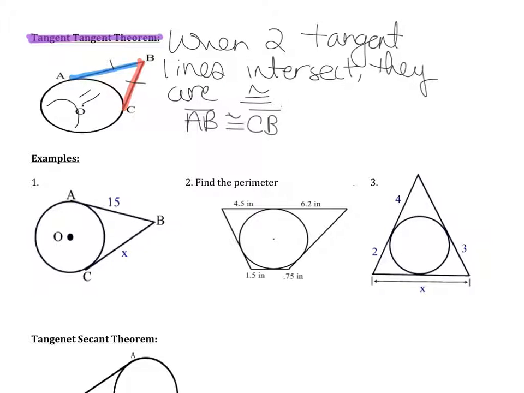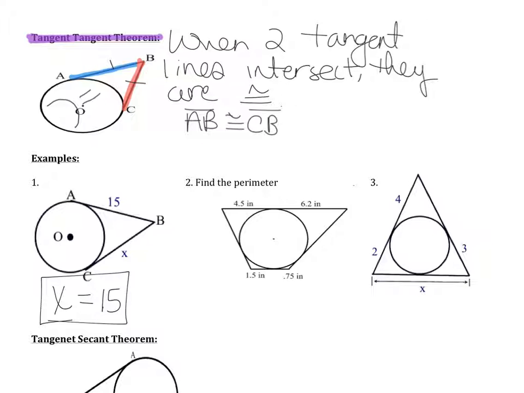So, let's look at these examples. Find x. I know these two lines are tangent lines. So if AB is 15, what's BC? Well, it's 15 because they intersect, and I know it makes a party hat, and my party hat has congruent sides. Look at the next one.